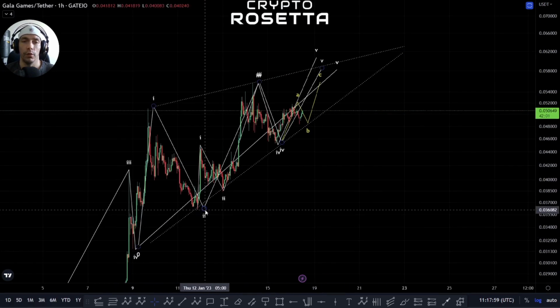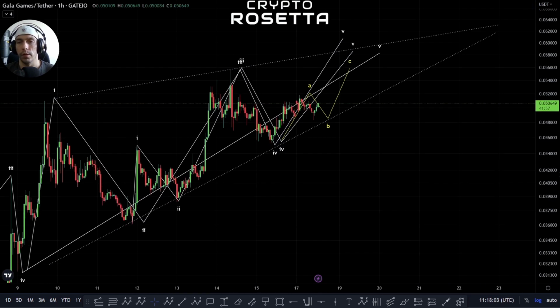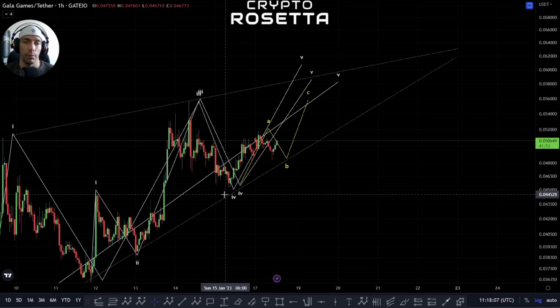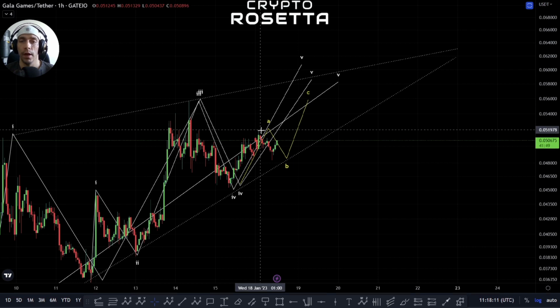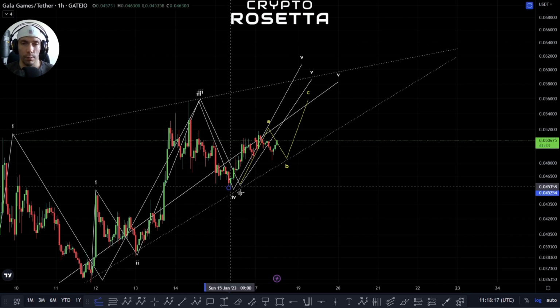a 1, 2, 3, 4, and what we'd be looking for with this is effectively to have a 1-to-1 move to the upside here. We'd look at this as a 1, 2, 3, 4, 5 up into this high point, and then this would potentially be a completed B wave. If it's a completed B wave, what our target area would be is up here.